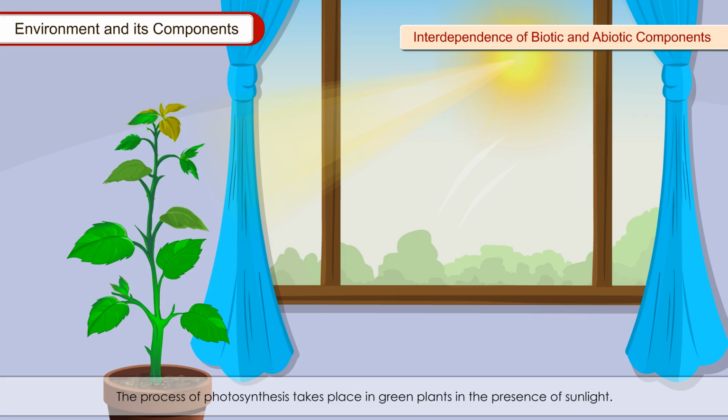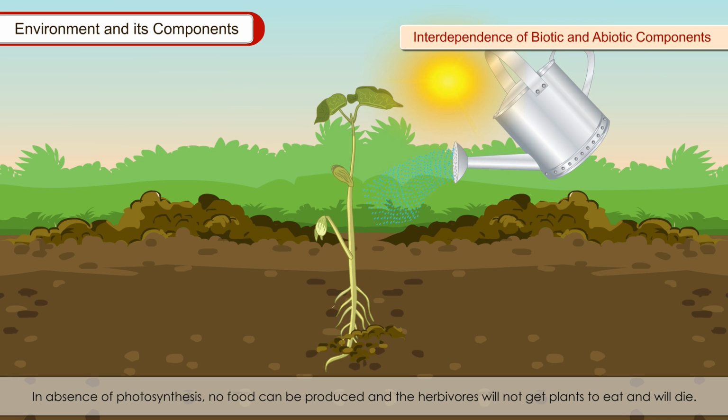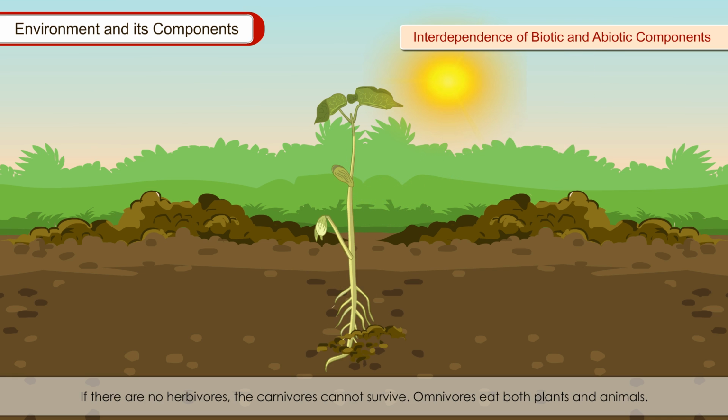The process of photosynthesis takes place in green plants in the presence of sunlight. The green plants act as the primary producers. Without sunlight, the process of photosynthesis does not take place. In absence of photosynthesis, no food can be produced and the herbivores will not get plants to eat and will die. If there are no herbivores, the carnivores cannot survive.